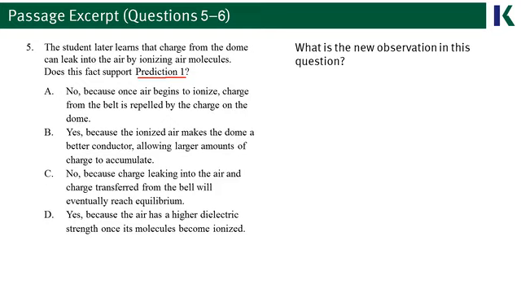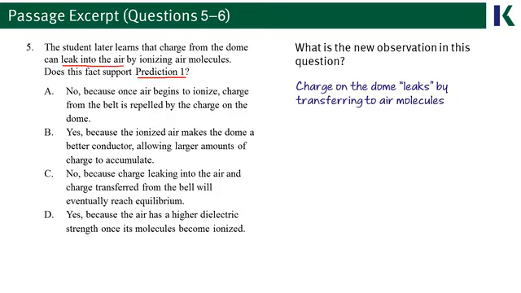The new observation is that all that negative charge will leak into the air, and the negative charge will charge up air molecules, and the negative charge, the electrons, essentially leave the edge of the dome. And of course, if an electron leaves the dome, it's no longer on the dome, meaning the charge is lost from the dome. But the real question is, how does this affect prediction 1?